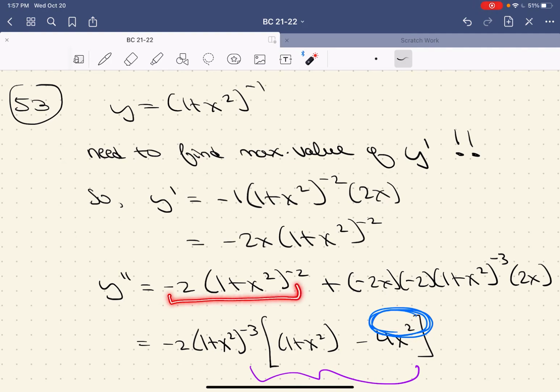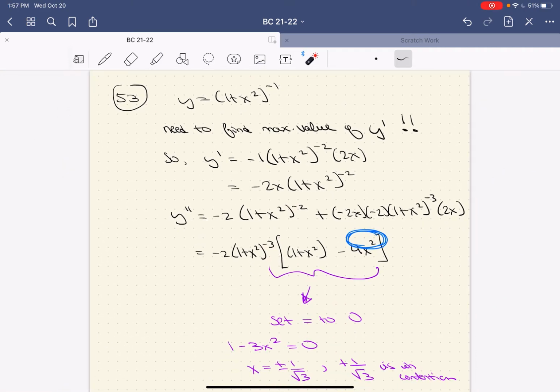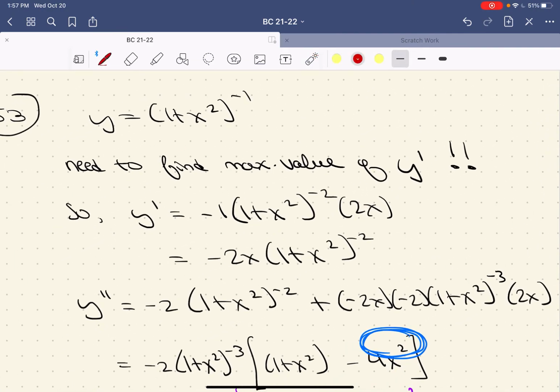Look at this term and look at this term, and ask yourself what a common factor is, okay? I think you all see the -2, but also what's common is 1 plus x squared to the -3rd, not to the -2nd. And I bet some of you are like, wait, what, who, why, where? Okay, this makes perfect sense because look at this.